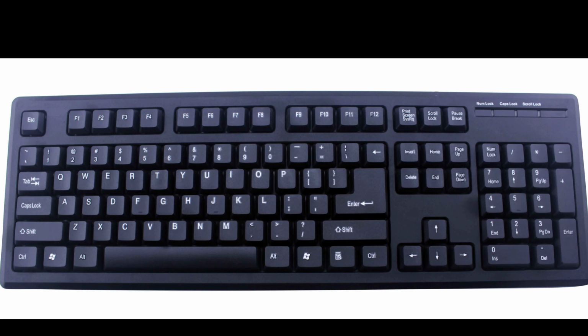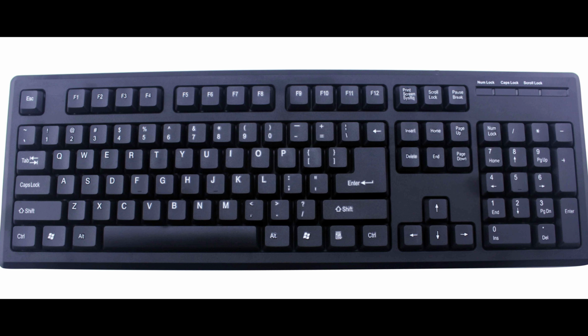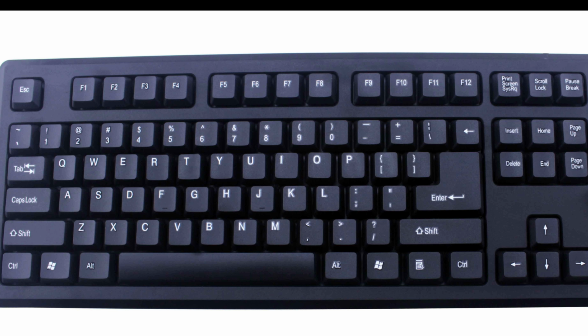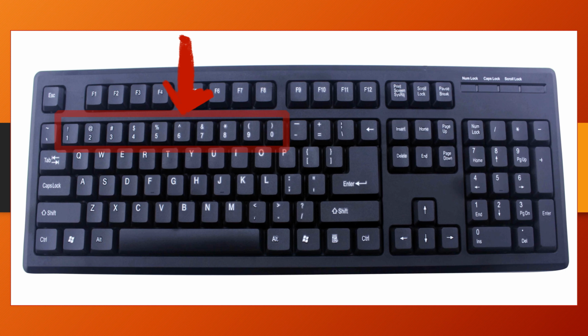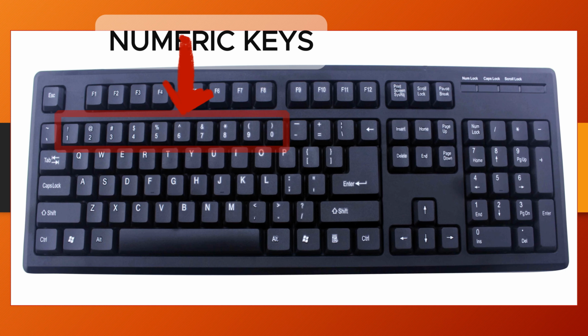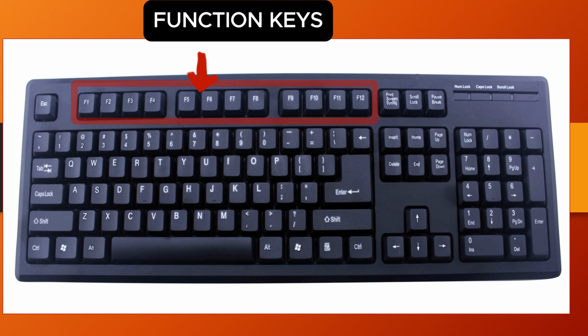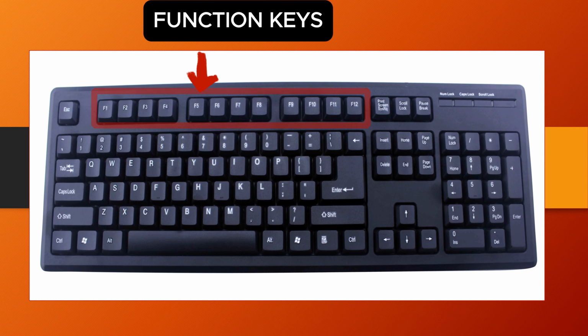Keyboard keys are the individual buttons on a keyboard, each assigned to a specific function or character. Here's a detailed breakdown of the different types of keys found on a standard computer keyboard. Alphabet keys. A to Z keys, the primary keys for typing letters. Numeric keys. 0 to 9 keys, located above the alphabet keys and on the numeric keypad. Function keys. F1 to F12 keys, located at the top of the keyboard. Each key has a specific function, such as opening help, F1, or refreshing a page, F5.